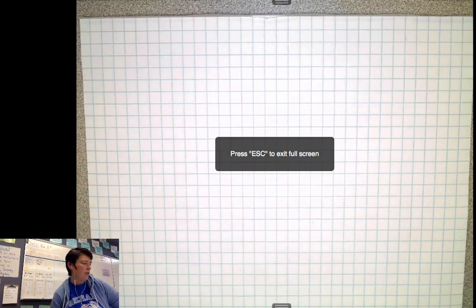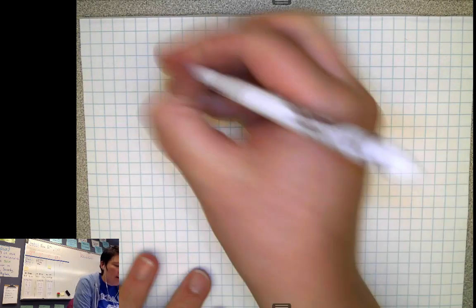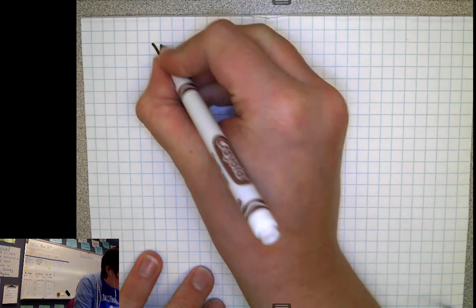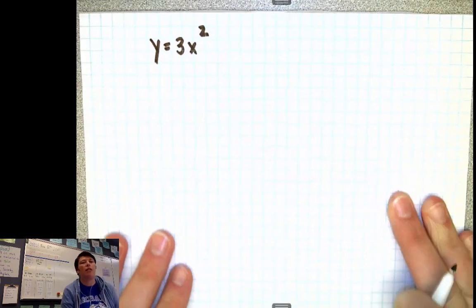Alright guys, so we are going to graph two equations for our notes today to compare them, and they're going to be kind of some interesting ones. So the first one, in fact, to give myself some room here, I'm going to work at the top. I'm going to write y equals 3x squared. That's going to be my first quadratic that I graph today.